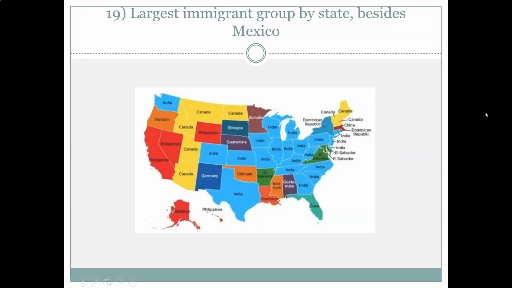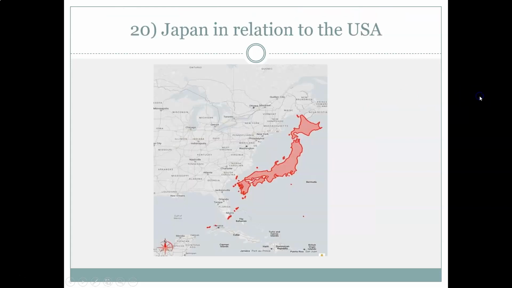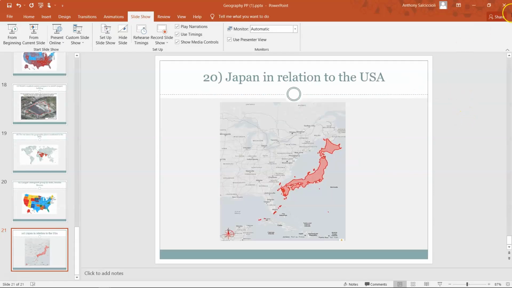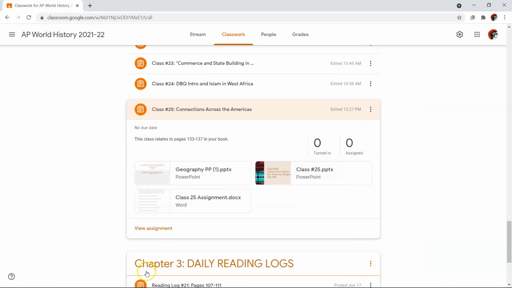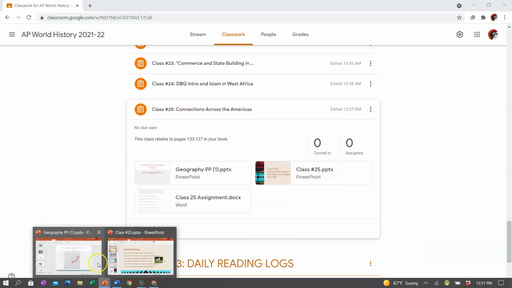Largest immigrant group by state besides Mexico. You could look at this and say, wow, a lot of Indian people. Canada, well, that makes sense. Here's the Canadian border. Again, with maps, you can interpret as you want. Here's Japan in relation to the U.S. To me, that was interesting, a little bit fun for me, but I'm a nerd.